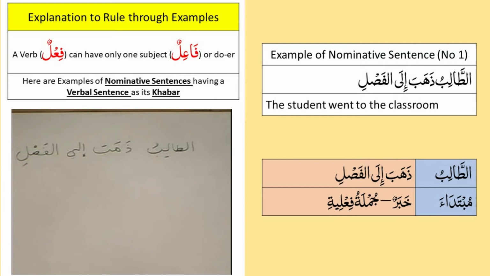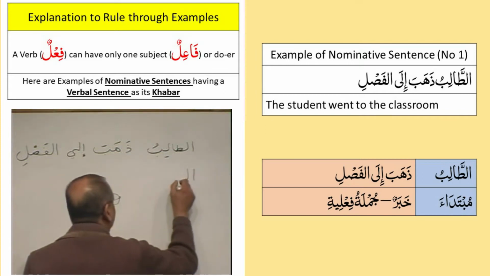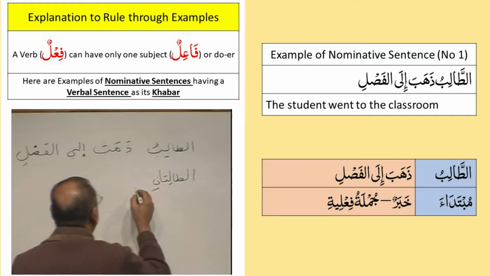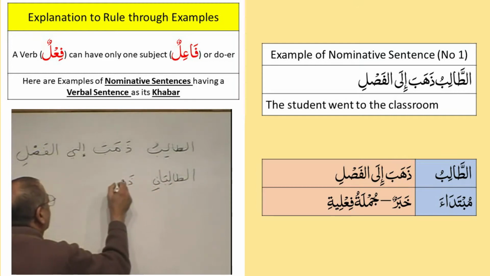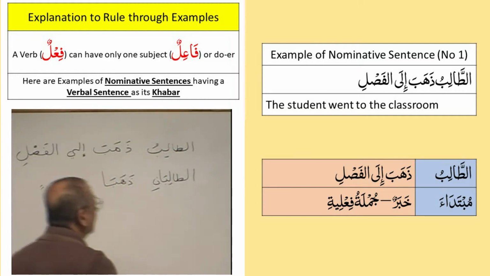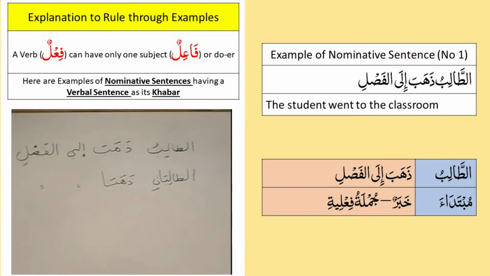Classroom. What is at-talibu, brothers and sisters? Mubtada. Where is the khabar? Jumla fi'liya is the khabar. Al-jumlatul fi'liyatu is the khabar. Fine. If I say at-talibu, mubtada, then what is zahaba?